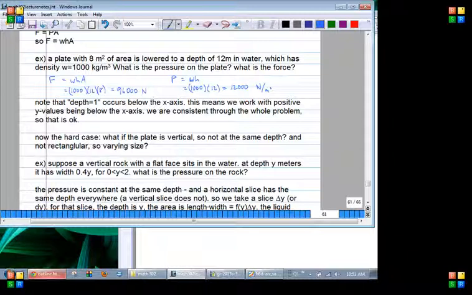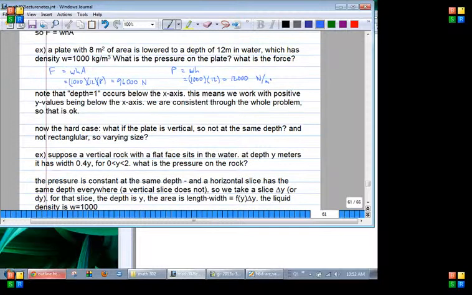So what is the length of that slice? It's whatever the function says it is, which in this case was 0.4y. And what's the width of that slice? It's dy, or delta y. And as we said before, this is water, so the density is W equals 1,000.